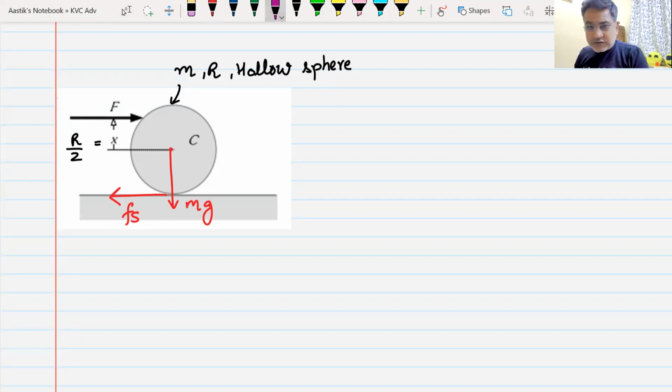We can write the first equation of the force. Let me first draw the acceleration a and the angular acceleration alpha, because it has to rotate like this. There is no other way it can rotate. What is the first equation? F minus Fs is equal to ma, sir. That is the equation of force.